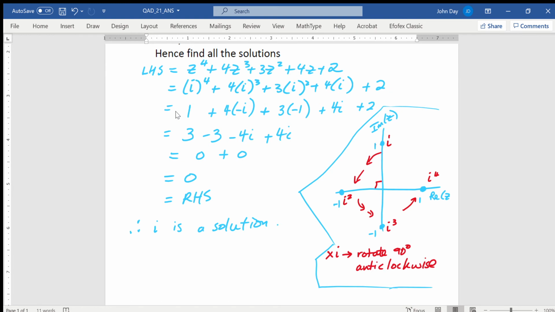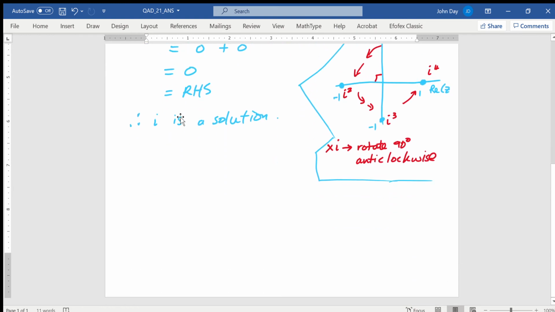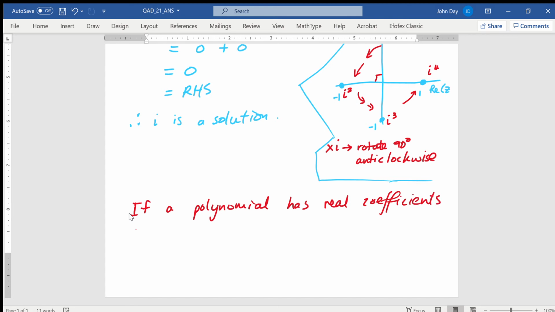Now, hence find all the other solutions. There's a very key point here to acknowledge. This polynomial has real coefficients. And if a polynomial has real coefficients, then the complex roots occur in conjugate pairs.